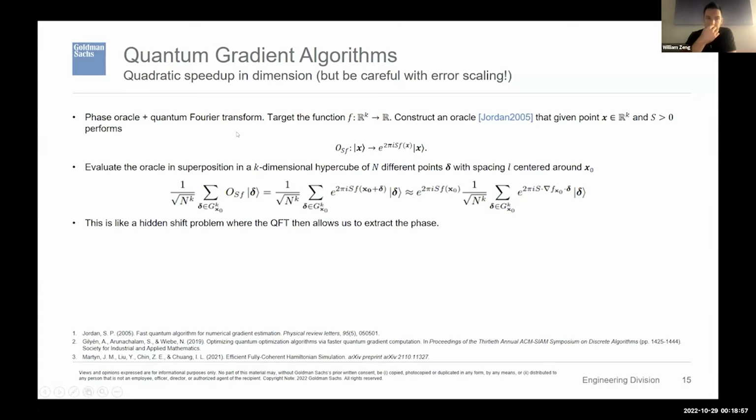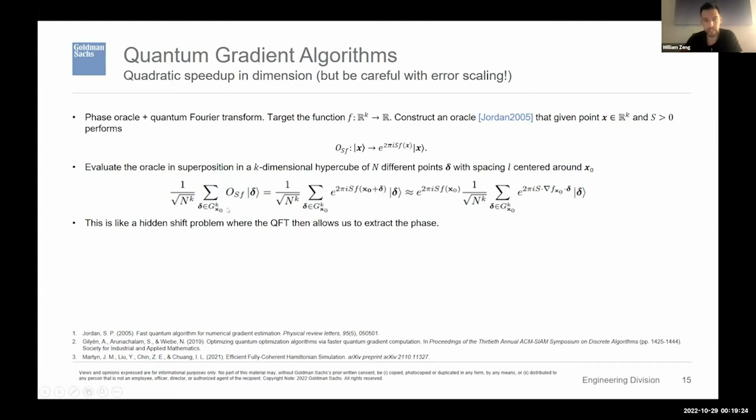Then what you do is you can evaluate this oracle in a k-dimensional hypercube of n different points. So basically take x and in every dimension move by delta. Sorry, the set of points that you want is delta and move by a spacing of L all centered around x0. And then you want to evaluate the function on all of those points in superposition.